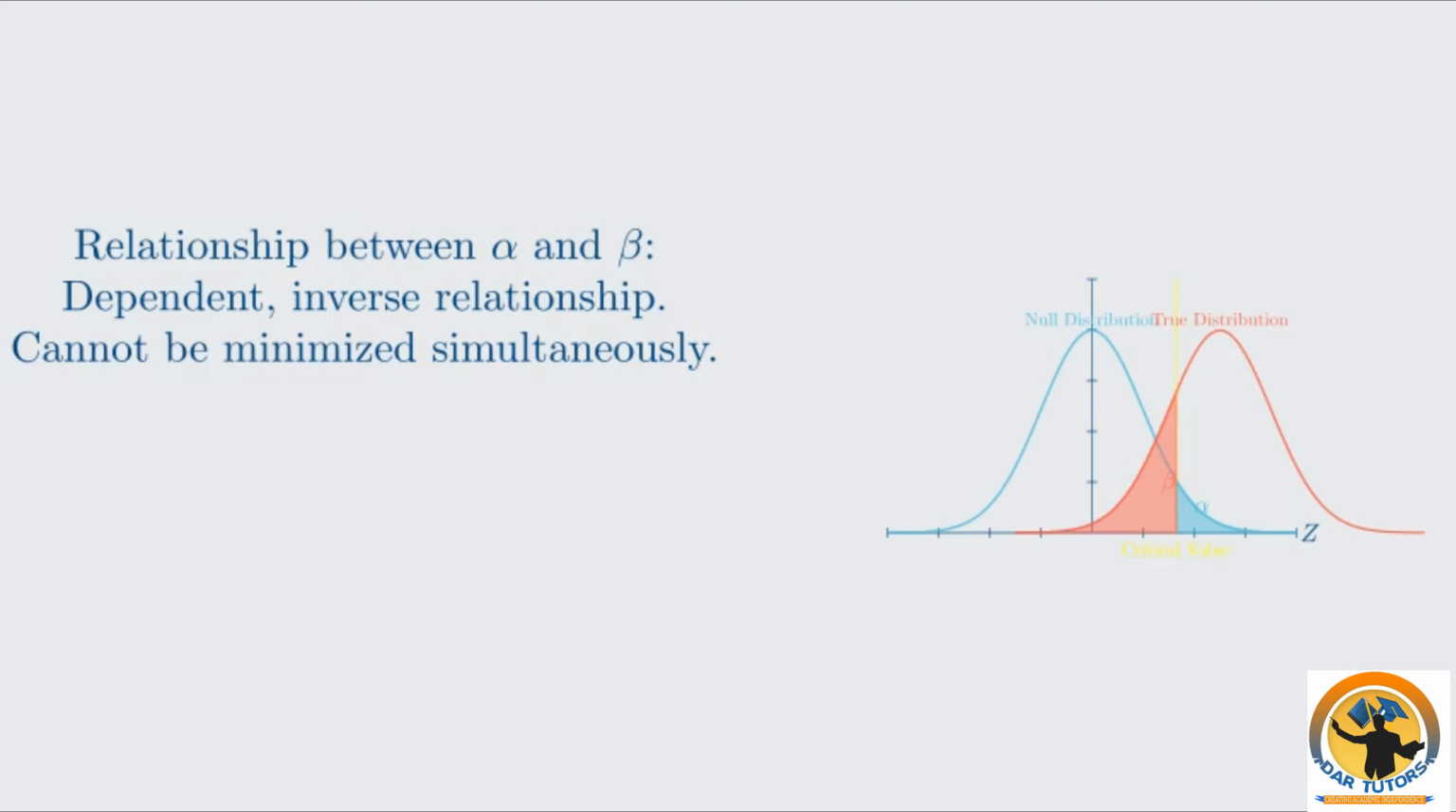What happens if we decrease alpha? This means we move our critical value further into the tail of the null distribution, making the critical region smaller. While this reduces the area alpha, you can see that the area beta under the red curve must necessarily increase. The inverse relationship is evident. You can't make one smaller without the other getting larger. This presents a compromise in hypothesis testing.